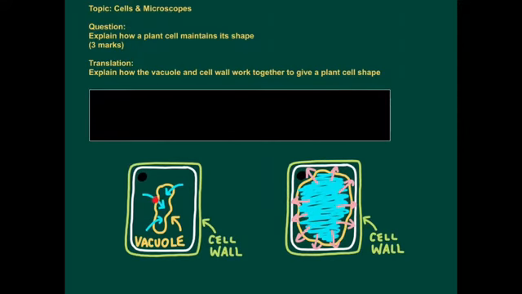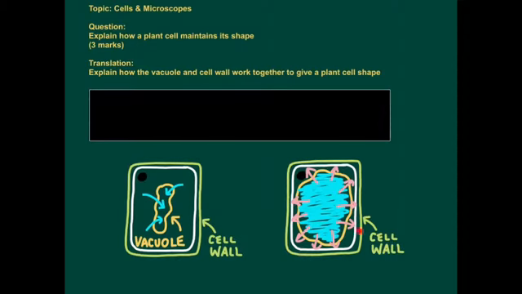So the vacuole is a large space inside the plant cell. If water moves into the vacuole, it will expand. So here you can see the vacuole is now expanded, having filled with water. This exerts a pressure acting outwards on the cell. So that explains the role of the vacuole.